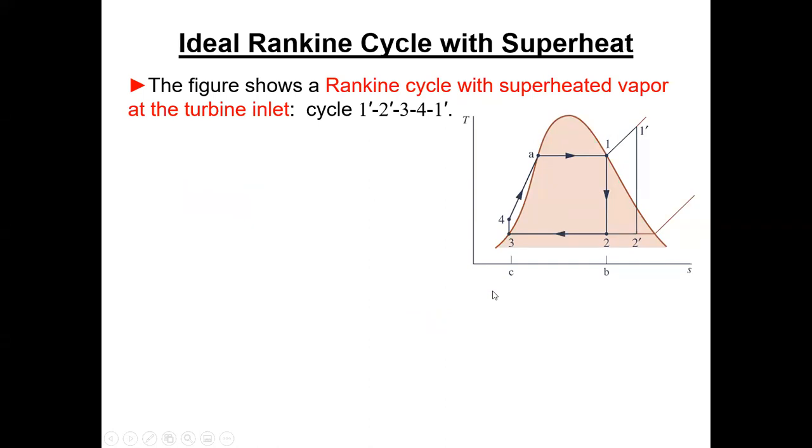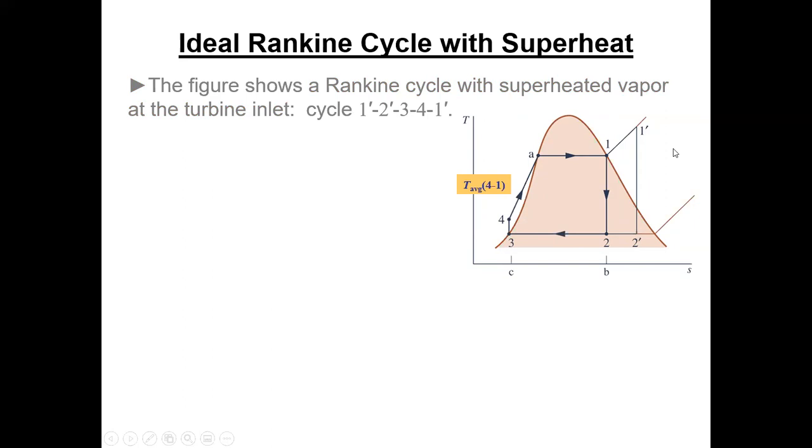Okay, so the figure shows a Rankine cycle with superheated vapor at the turbine inlet. We kind of talked through this before, but if this is into the boiler, if we're going to superheat, we just stay on that same isobar. And once we get beyond this point, we continue to heat, we get an increase in temperature at that same pressure. So we wind up here at 1 prime.